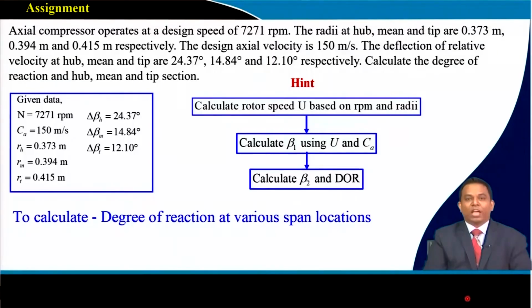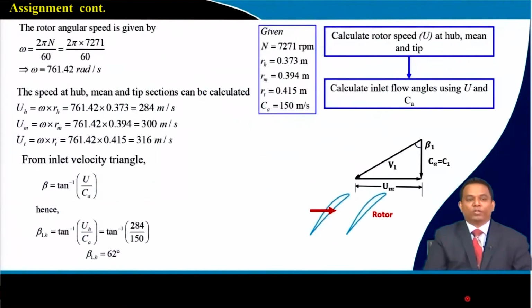As we have discussed, I have given you a hint for the calculation of degree of reaction at different stations. We need to calculate our peripheral speed at different stations. Axial velocity is known to us. The angle beta 1 we can calculate based on our axial velocity and peripheral speed. The blade deflection angle, delta beta, will help us calculate angle beta 2, and based on that, by applying the equation for degree of reaction, we can calculate the degree of reaction. So let's look at the solution.